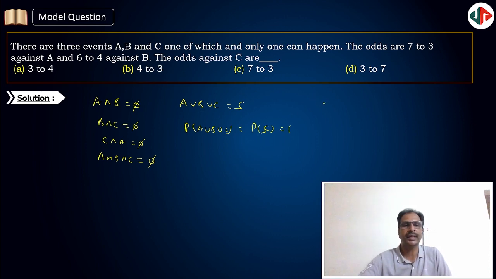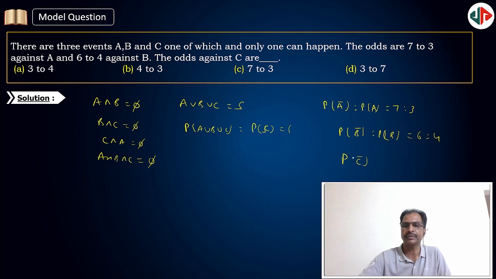Next, odds against A are given. As per the definition, odds against A means P of A bar is to P of A. Odds are 7 to 3 against A, 7 is to 3. And 6 to 4 against B. So P of B bar is to P of B is 6 is to 4. Now you have to find odds against C, which means P of C bar is to P of C is equal to how much?